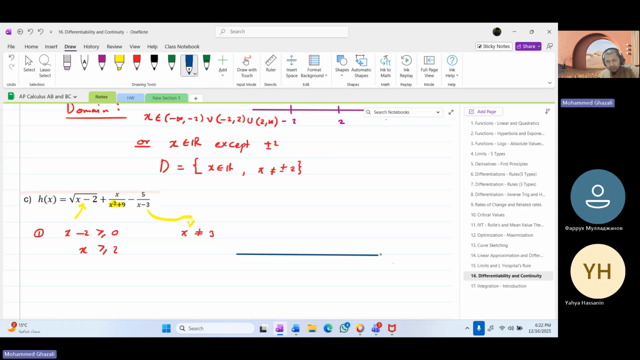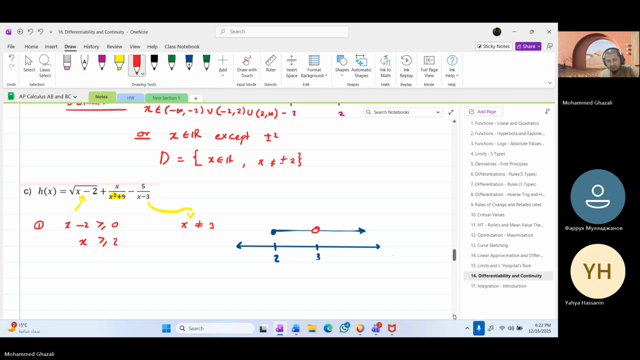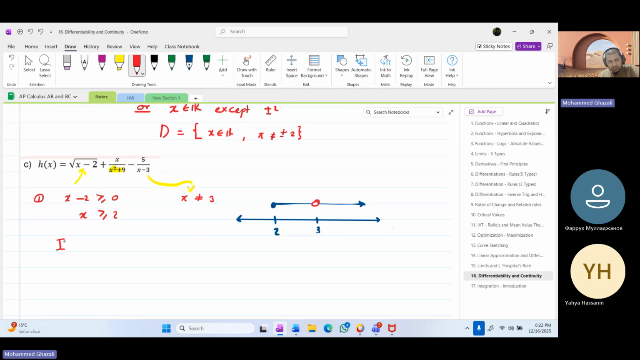Okay, let's put everything together on the number line. So we got 2 there. So the answer can only be greater than or equal to 2. But it can't be 3. So there's a hole in the graph there. Okay. And that's the domain. So what's the intervals for continuity?